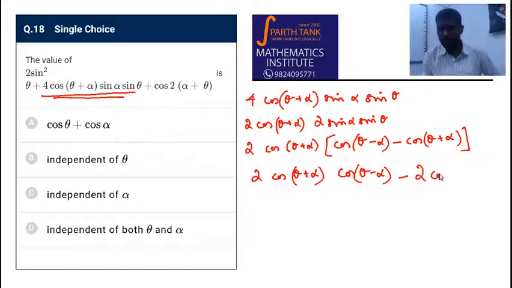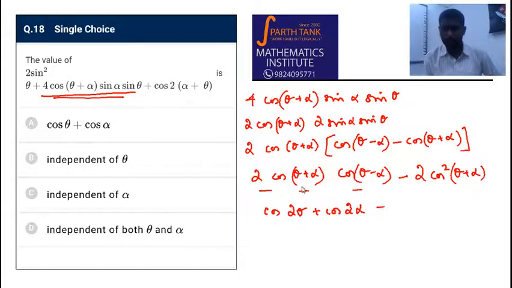Minus 2 cos squared (theta plus alpha). Now the same way, this term also becomes 2 cos, right? So it is cos(a plus b) and cos(a minus b). So it becomes cos 2 theta plus cos 2 alpha. When you add them both, you get 2 theta. When you subtract them both, you get 2 alpha. Minus 2 cos squared (theta plus alpha). So substitute this here now and then bring in all the terms.